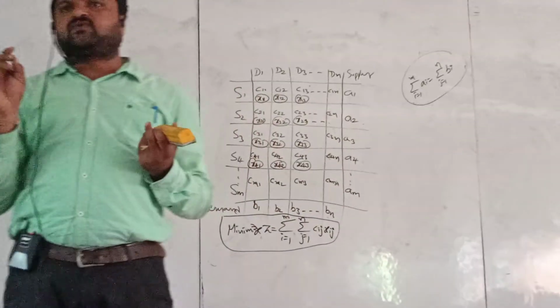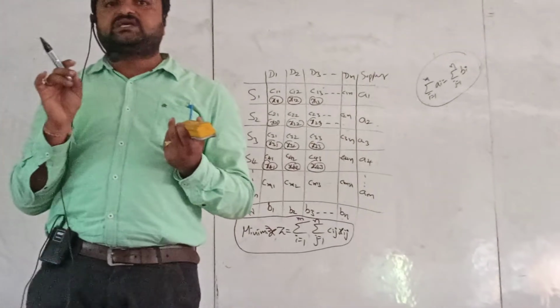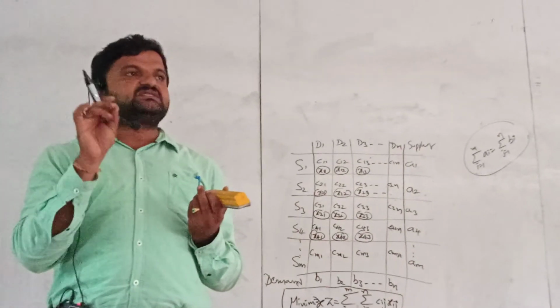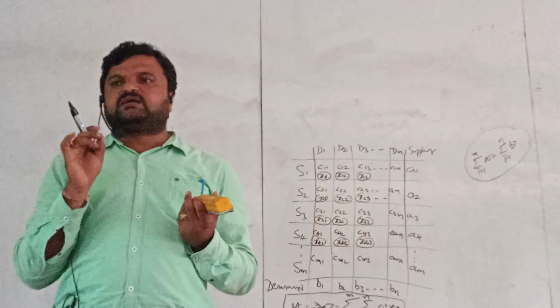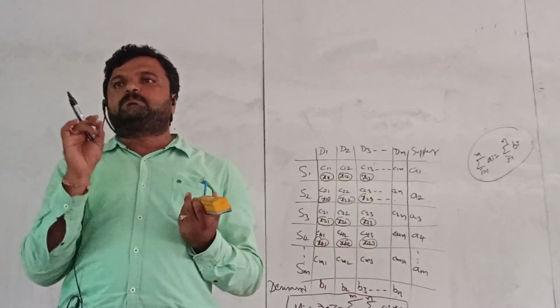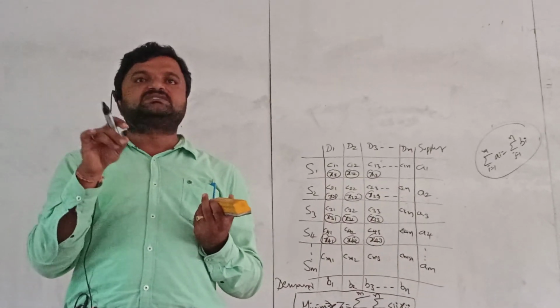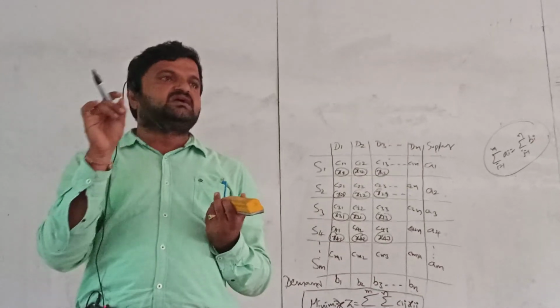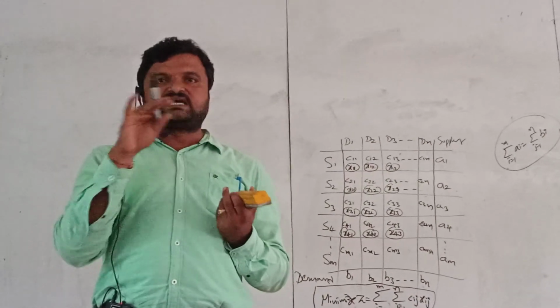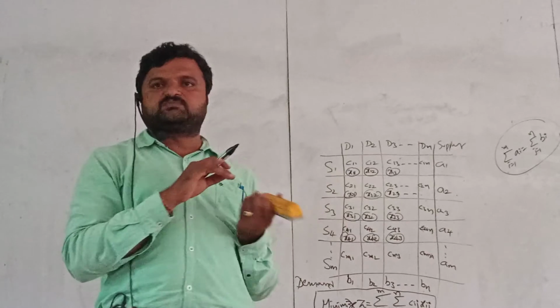The number of allocations must be equal to m plus n minus 1. What are m and n? M is the number of rows and n is the number of columns. If we satisfy these two conditions, we can work out this problem.